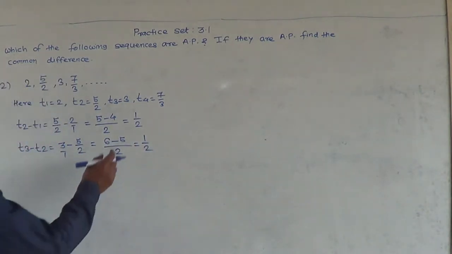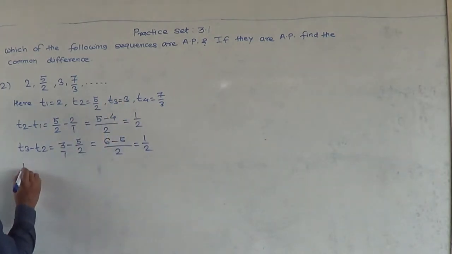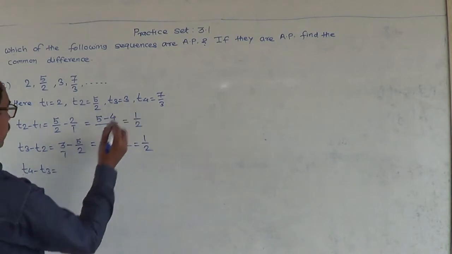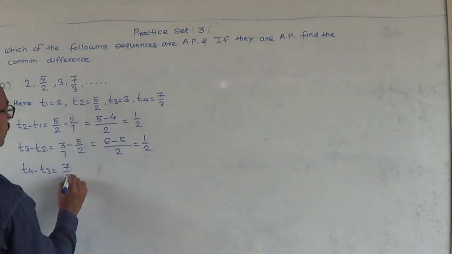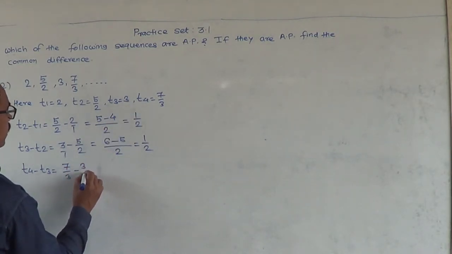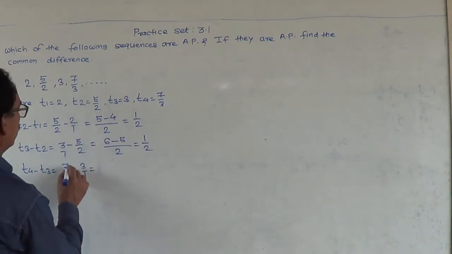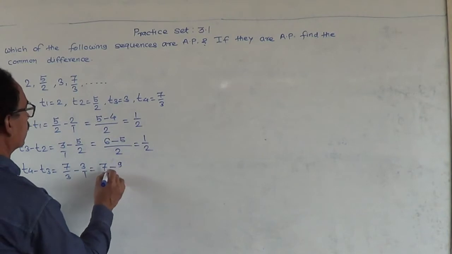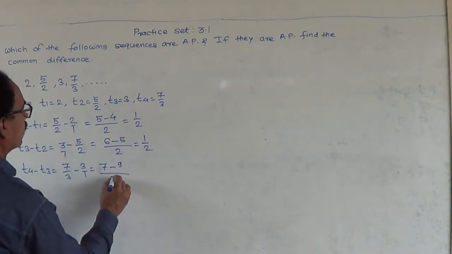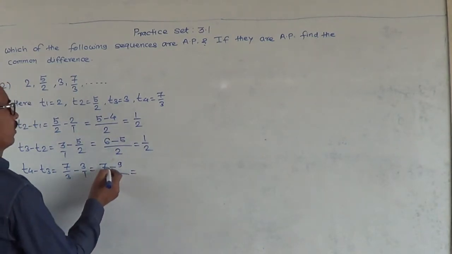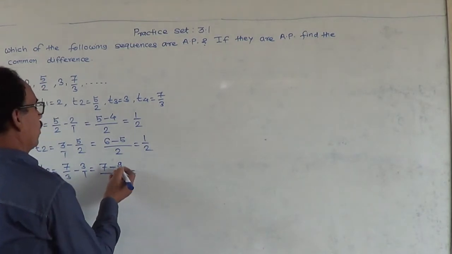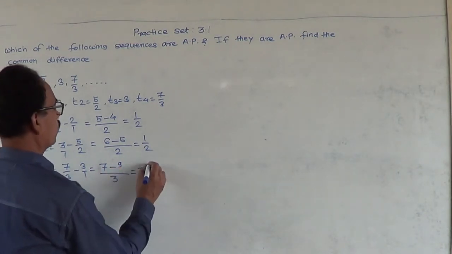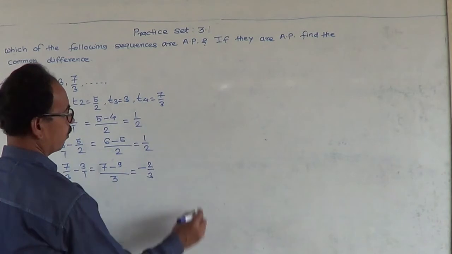Again take the difference between T4 and T3. T4 minus T3, which will be equal to 7 by 3 minus 3, that is 3 upon 1. Here 7 into 1, that is 7, minus 3 into 3, that is 9, upon 3 into 1, that is 3. Here we will get the answer 7 minus 9, that is minus 2 upon 3, minus 2 upon 3.